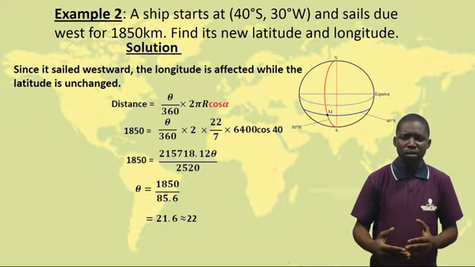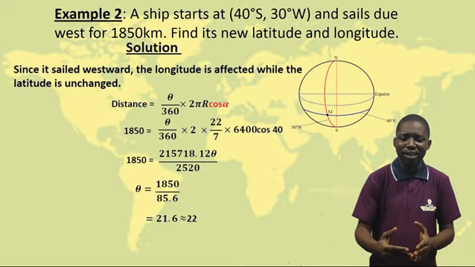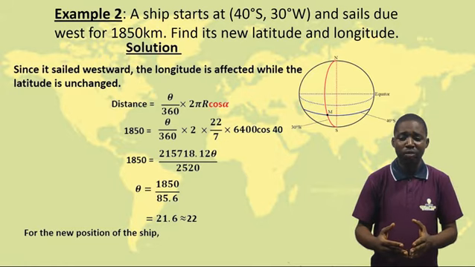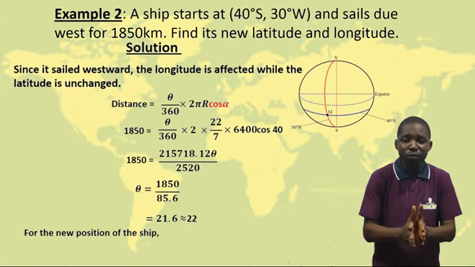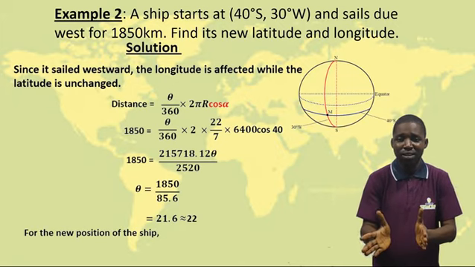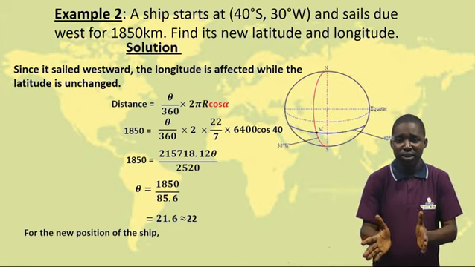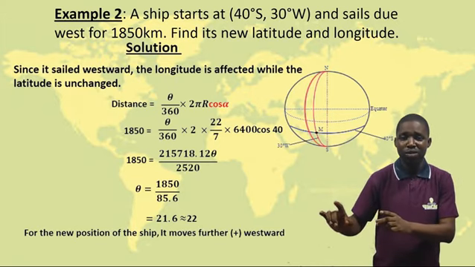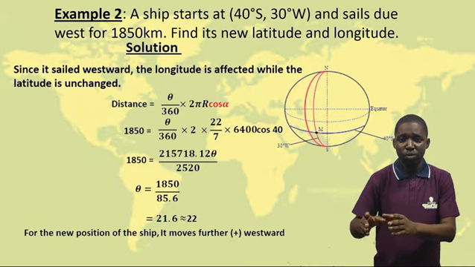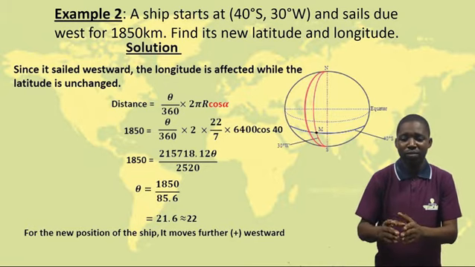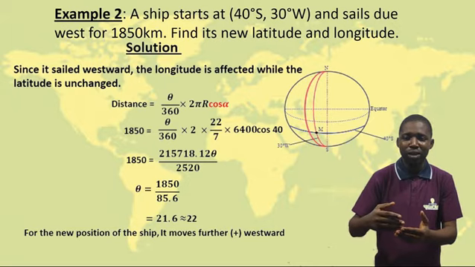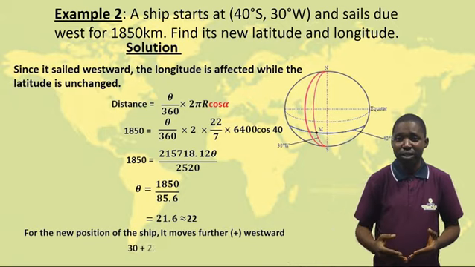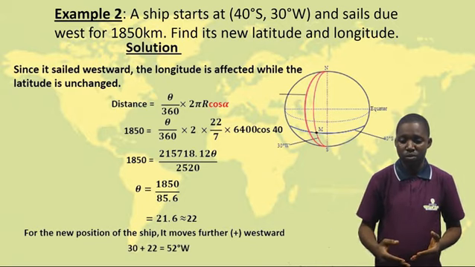So if the ship is sailing westward, and initially it is also on the west, that means it moves further to the western side, away from the Greenwich meridian. You can see in the new diagram, it is moving to the western side, away from the meridian, not towards the meridian. That means I will get a value that is more than 30. So that will be 30 plus our angular difference, 22, and that gives us 52.